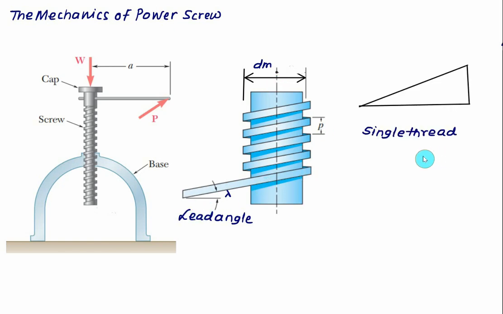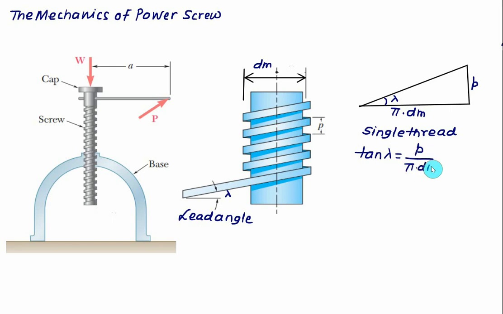Our discussion is for a single start thread, and lambda is the lead angle. The circumference will be equal to pi into dm, so the base is pi multiplied by the mean diameter dm, and the vertical distance it will travel is equal to the pitch p. In one revolution, the screw will travel a distance equal to the pitch. So tan will be opposite upon adjacent, and in that case we get tan lambda equal to pitch divided by pi multiplied by dm.